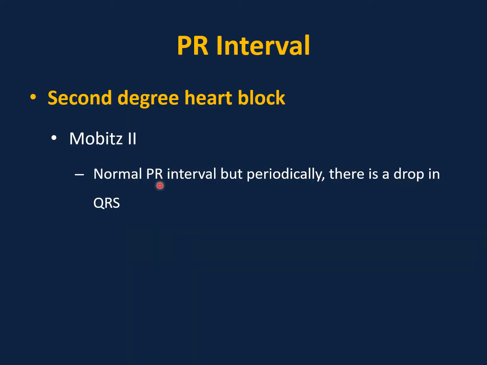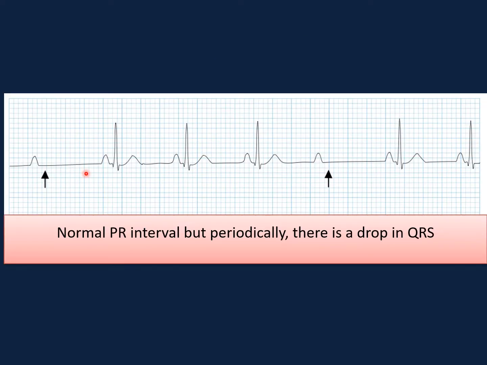If the PR interval is normal but periodically there is a drop in the QRS, this will be known as second degree heart block Mobitz 2. This is a normal PR interval, it is not prolonged, but there is a periodic drop in the QRS. One drop here and there is another drop here. This is a second degree heart block Mobitz 2.